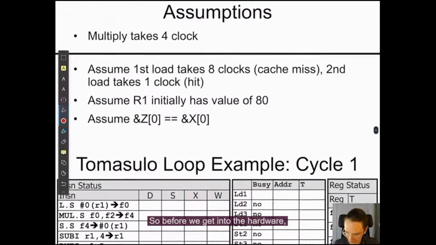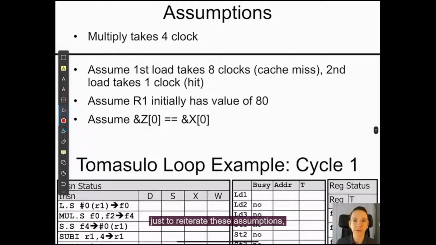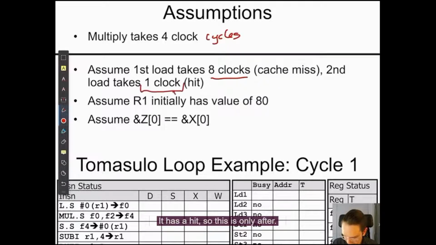So before we get into the hardware, just to reiterate these assumptions. Multiplies will take 4 clock cycles, and we assume that the first load misses in the cache, at least the first level cache, so it will take 8 clock cycles. But because the data being loaded in the second iteration is on the same cache line, we're going to assume the second load takes only 1 clock cycle. It has a hit. So this is only after the first load has finished executing. And this is exploiting spatial locality, something we'll cover in more detail in the caches module.